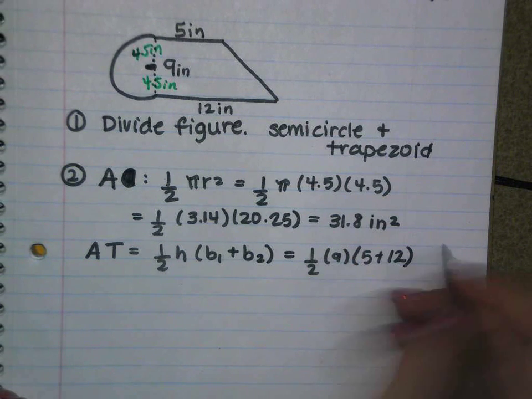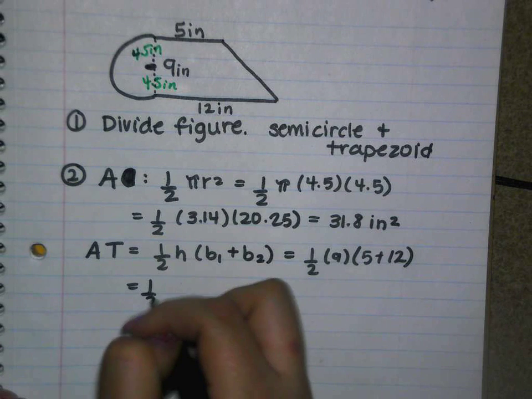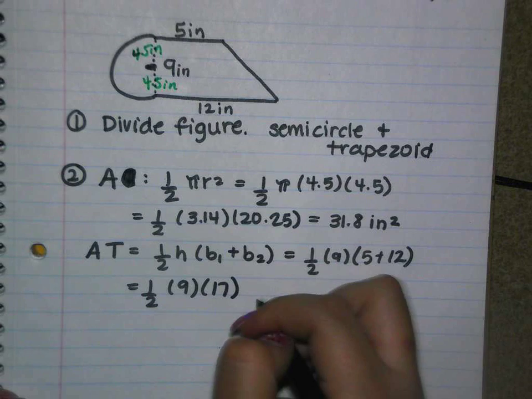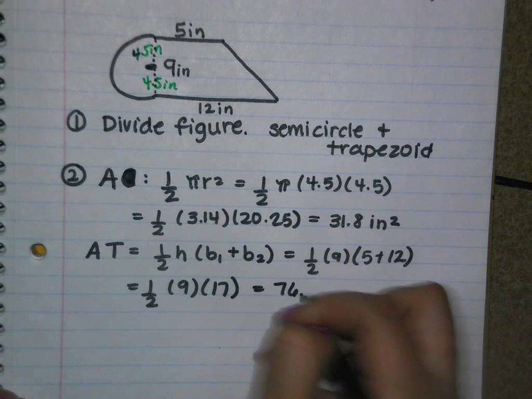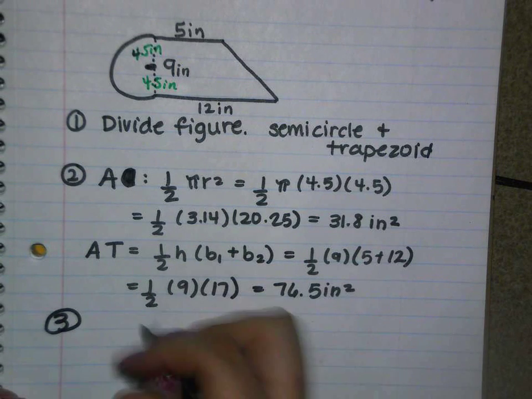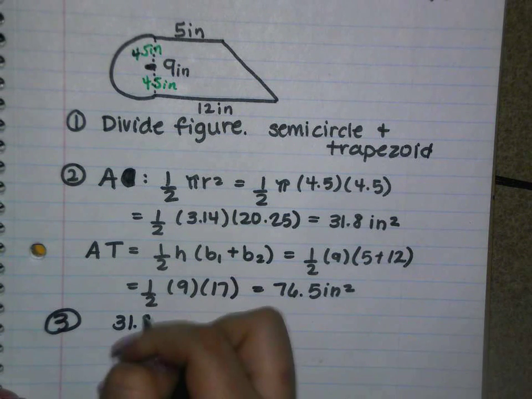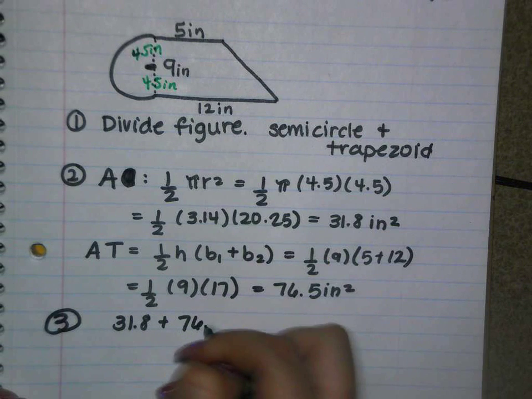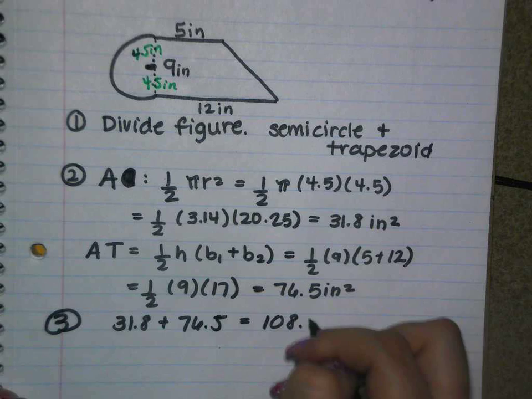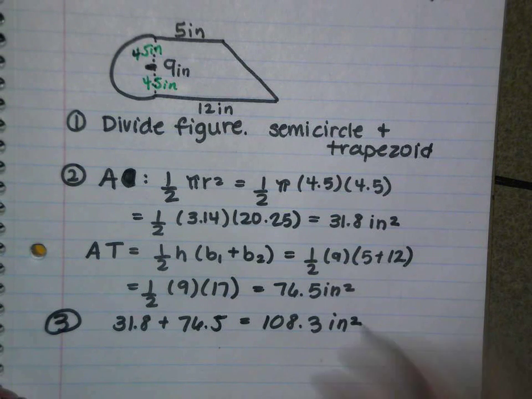If we work that out some more, we have 1/2 times 9 times 17, and that's going to be equal to 76.5 inches squared. And then for the third step, we're just going to add those together, 31.8 plus 76.5, and that is going to equal 108.3 inches squared. Okay, so that just moves us through that one.